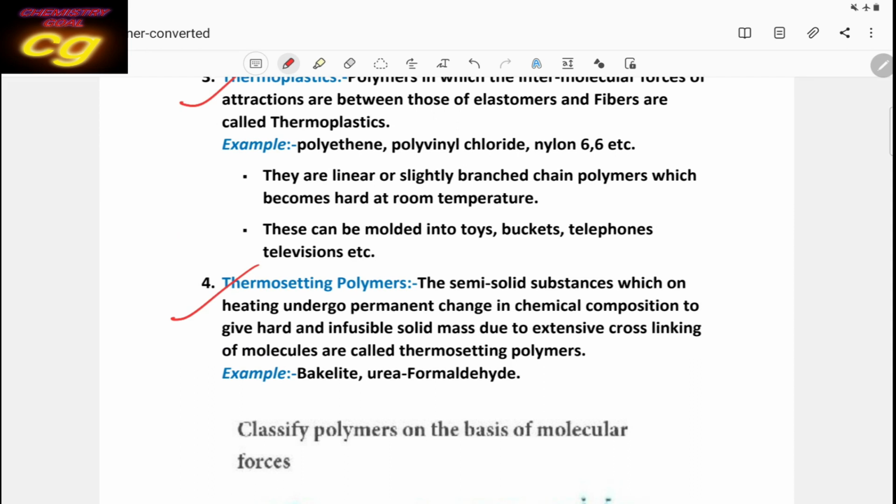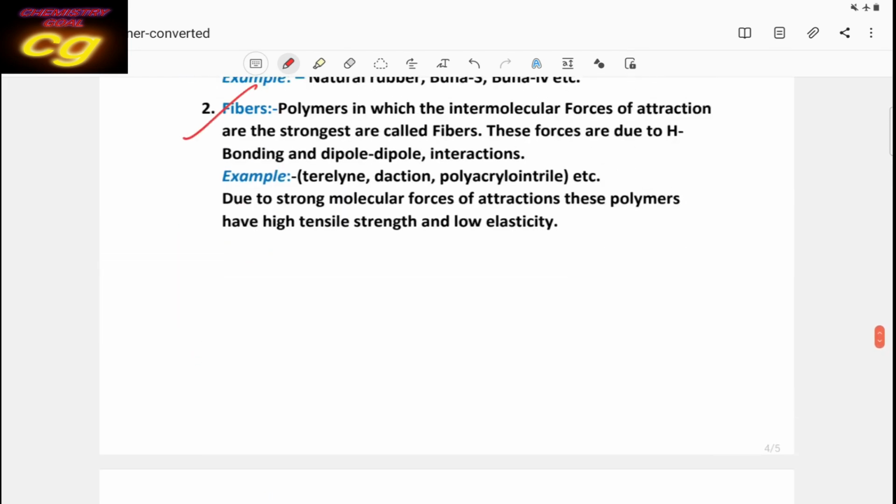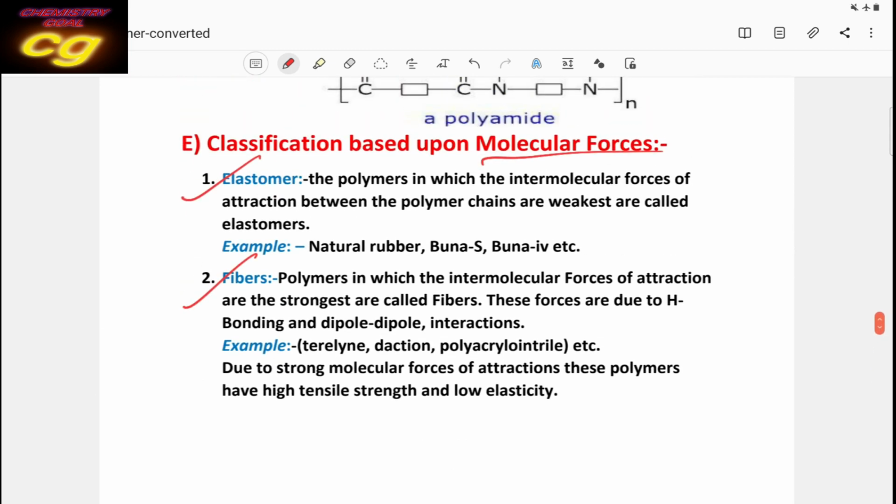So there are four types of polymer formed on the basis of intermolecular force. So what are elastomers? Elastomers are polymers mainly produced due to the intermolecular force between the polymer chains, which is very weak. Weak intermolecular force, mainly van der Waals force, is involved between the polymer chains, forming elastomers.